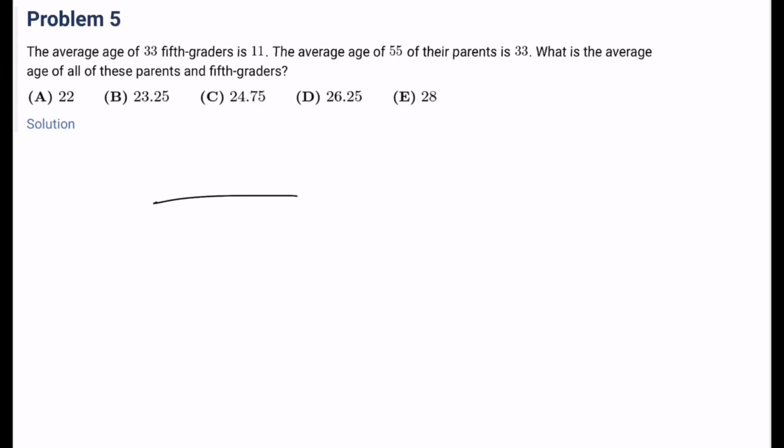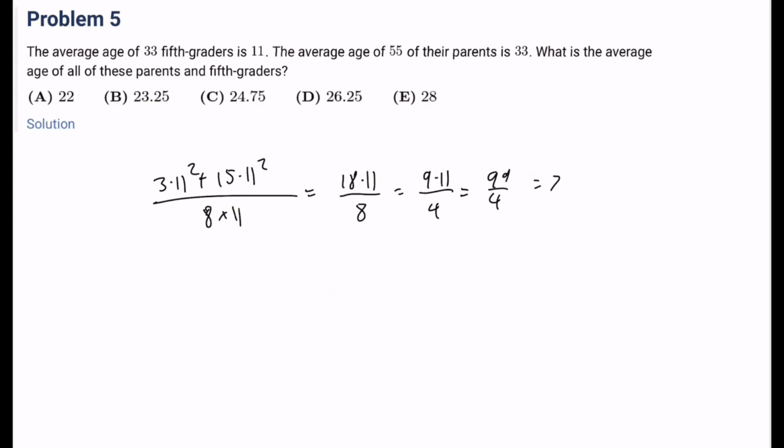Okay, so this is going to be 33 plus 55 people, so that's 88 people. Then 33 times 11 plus 55 times 33, which is 3 times 11 squared plus 15 times 11 squared, equal to 3 plus 15, which is 18, times 11 over 8. So this is 9 times 11 over 4, which is 99 over 4, which is 24 and 3 over 4, which is 24.75, right? 24.75. So that's our answer.